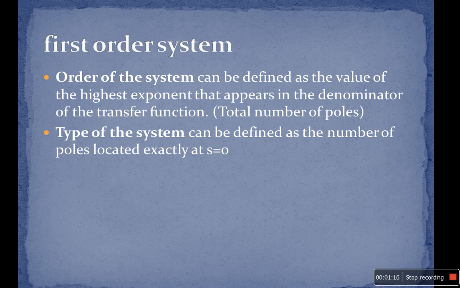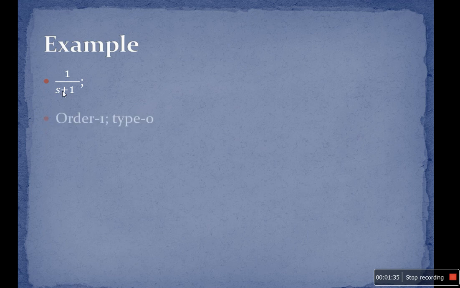So in order to understand the type and order, I am taking one example. The first system transfer function is 1 by s plus 1. Here in the denominator I have only one exponent, that is s power 1. So the order of the system is 1. And if you observe this transfer function, we do not have any poles at the origin. That's why the type of the system is 0.